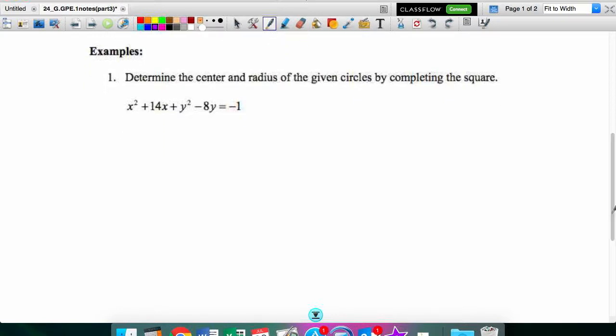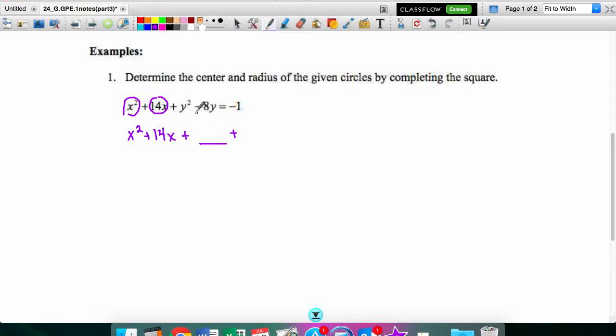Example number 1, determine the center and the radius for the given circle by completing the square. So the first thing we're going to do is gather our x squared and our x term together, our y squared and our y term together, and move any constants to the other side. It looks like in this problem, our x squared and our x term are already sitting next to each other. So we'll go ahead and just rewrite that. X squared plus 14x. Now we're going to complete the square for this x term, so we're going to leave a giant blank here.